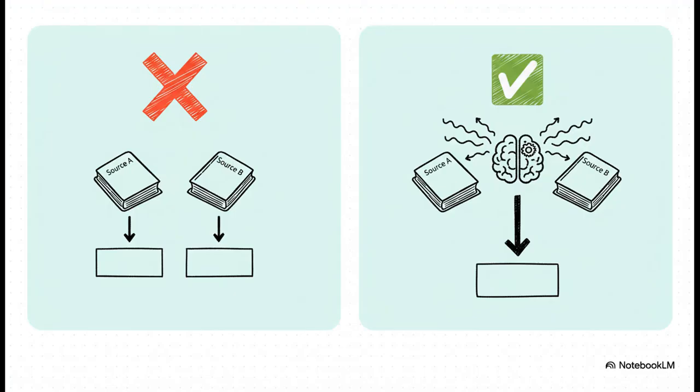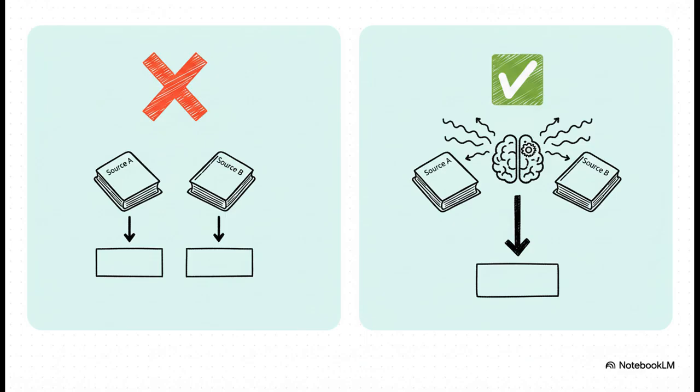This slide just lays it out so perfectly. Let's say your topic is the impact of remote work. Source A talks about productivity, and source B is all about employee well-being. The wrong way is to write a paragraph summarizing the productivity stuff, then a paragraph summarizing the well-being stuff.